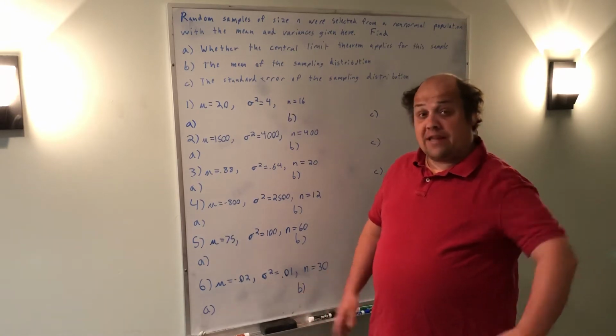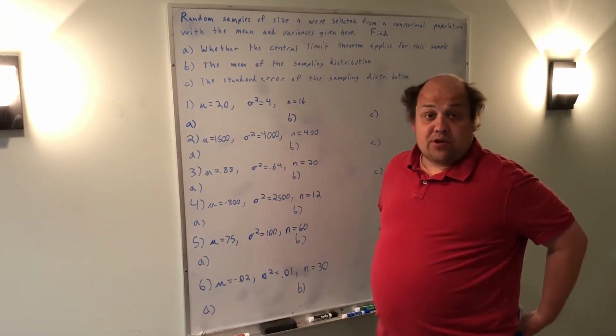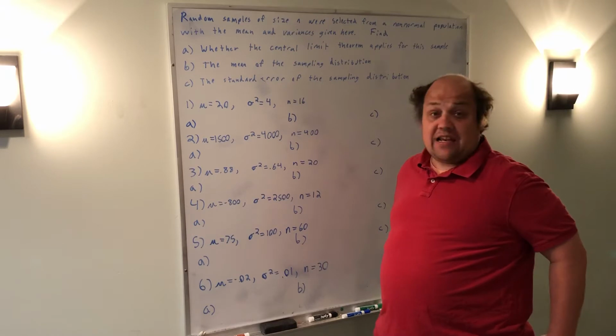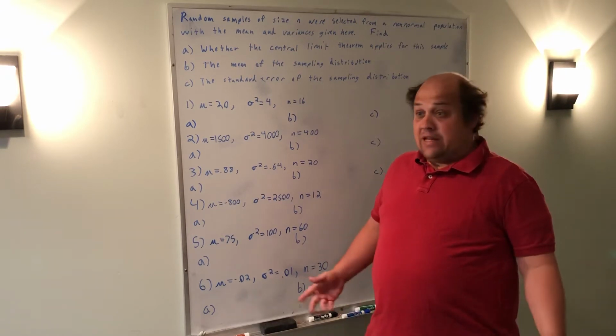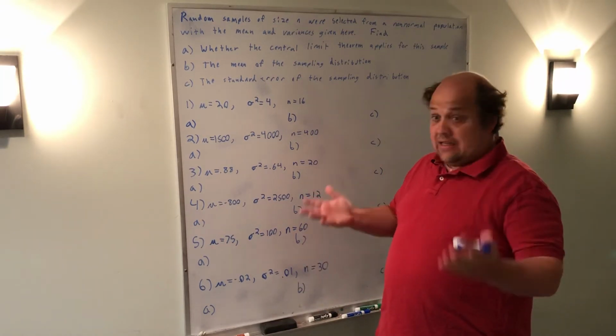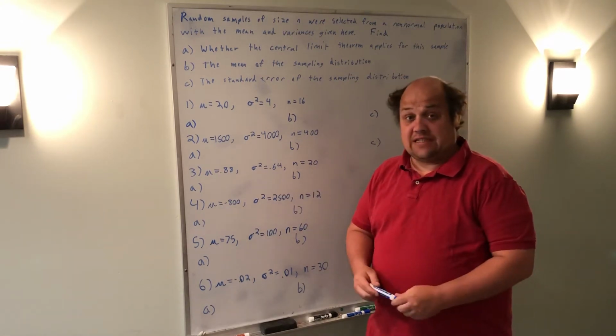So when I talk about this magic number 30, I've taught out of books that have it as 30, I've taught out of books that have it as 40, as 50. Really, it's a number that isn't set in stone, let's say.